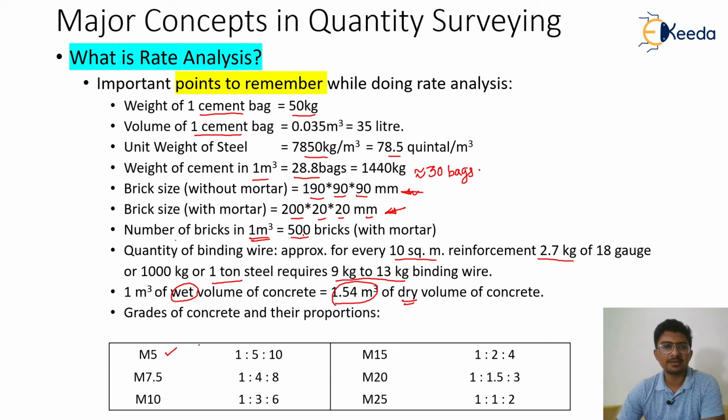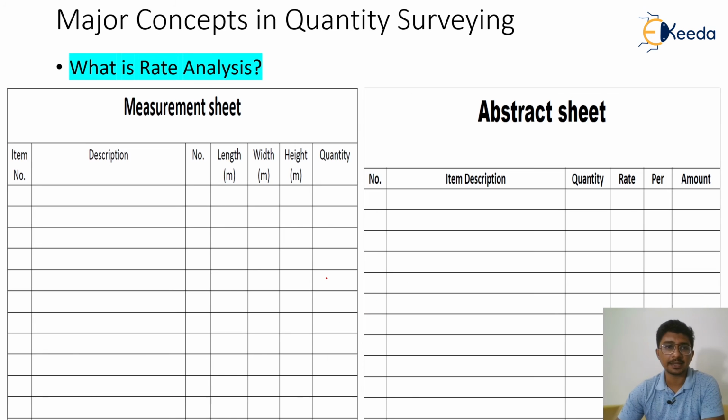We have for M5 it's 1:5:10, M7.5 is 1:4:8, M10 is 1:3:6, M15 is 1:2:4, M20 is 1:1.5:3, and M25 is 1:1:2. These are very essential, you need to remember them.